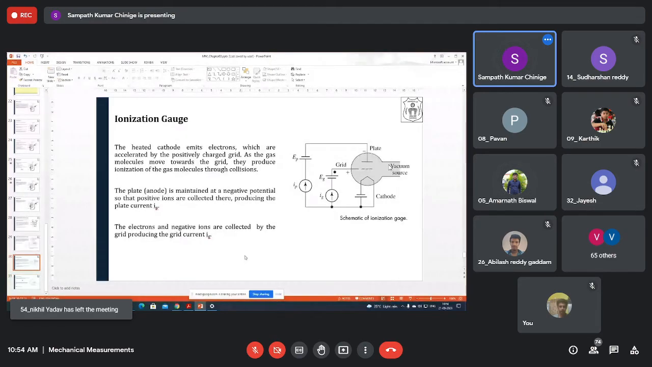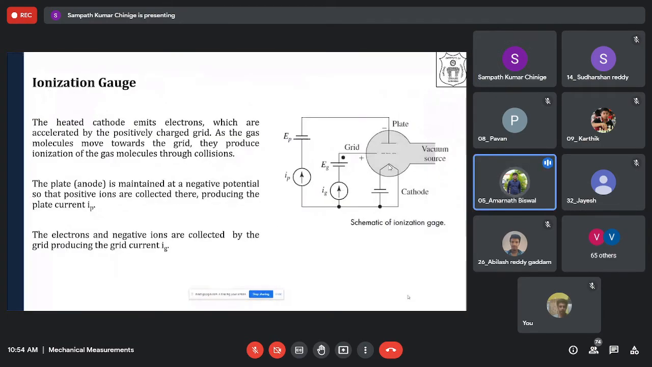Sir, why is the gauge meter for IP not situated near the cell which is indicating the cathode? Why should it be? This is the plate current, no? Whatever positive ions are coming here will be transferred to this plate. So that is the plate current, the current denoted by this negative plate.